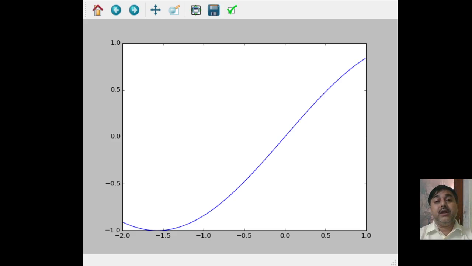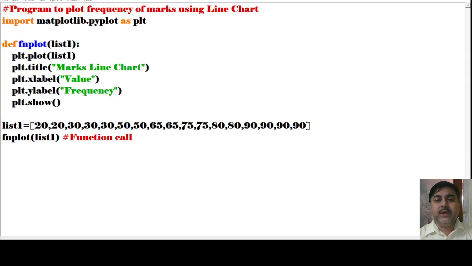Now let us see another program based on it, graph implementation. So now let us see the next program. In this particular program I have plotted the particular data, and here in this data a frequency chart has been developed.